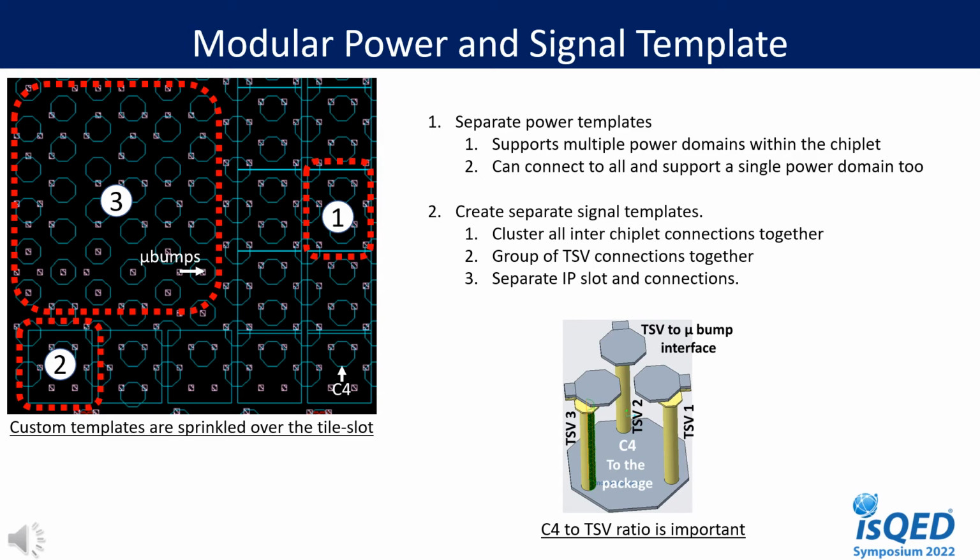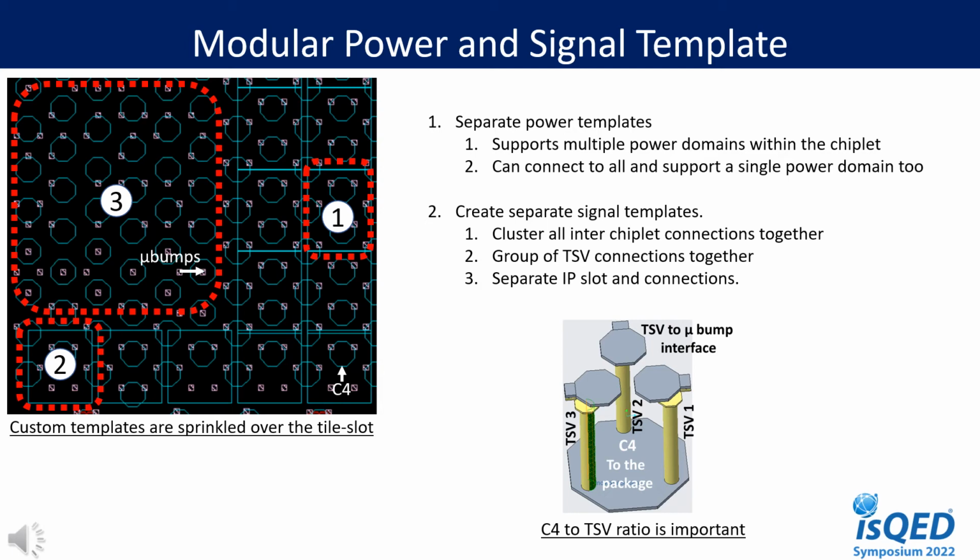Right side bottom figure here shows a 3 TSV to 1 C4 combination in order to carry a high voltage signal from package to the active dies. So through simulations, we need to determine the ratio of C4 TSV and microbump for signal, for power, and for IOs separately, and then place these custom templates in particular regions within the tile slot so that active dies can take advantage of these things.